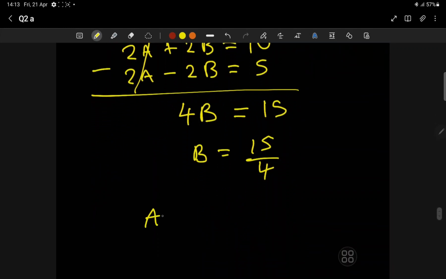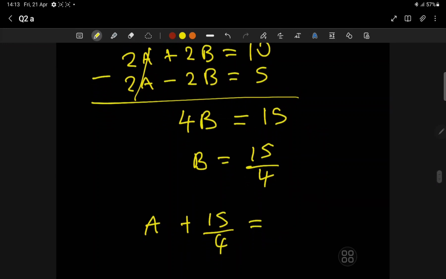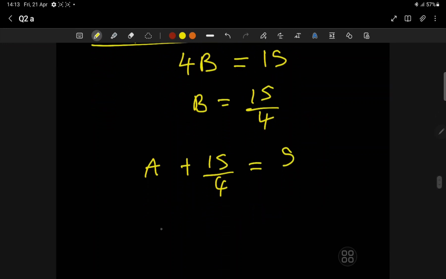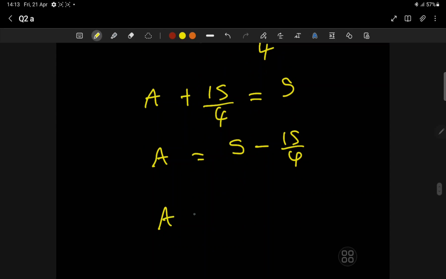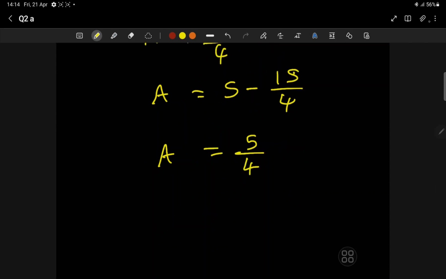So we'll have a plus 15 over 4 is equal to 5. Then we'll have a is equal to 5 minus 15 over 4, so a is 5 over 4. So when you solve it, it will be 5 over 4. Then we need to go and write it. We write it from our expression that we found.